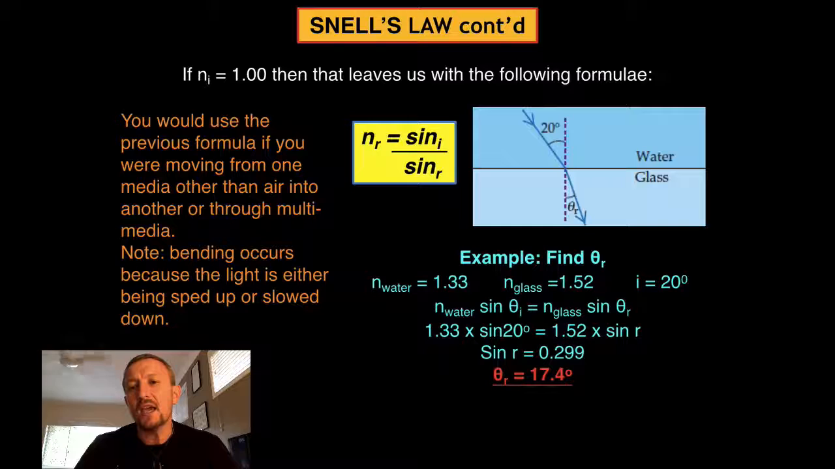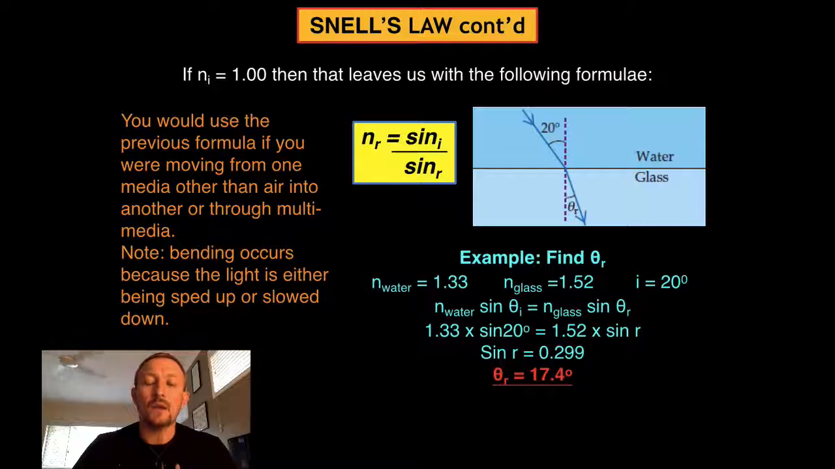Now we know that our incident ray is coming in at 20 degrees to the normal. So I place all my information into my Snell's law equation. Remember, it's Ni sine theta I equals Nr sine theta R, where R is medium 2 and I is medium 1. I'm going to substitute the I's and the R's for the type of media I'm dealing with. So it's the refractive index of water, N water, times the sine of theta I, the incident ray, equals the refractive index of glass, N glass, times the sine of the refracted ray, theta R. Substituting those values in, I get 1.33 times sine 20 degrees equals 1.52 times sine R.